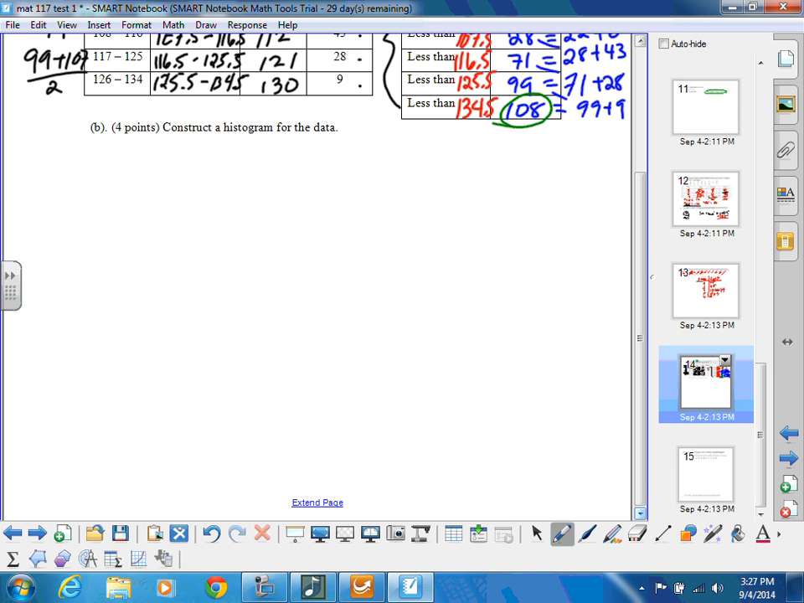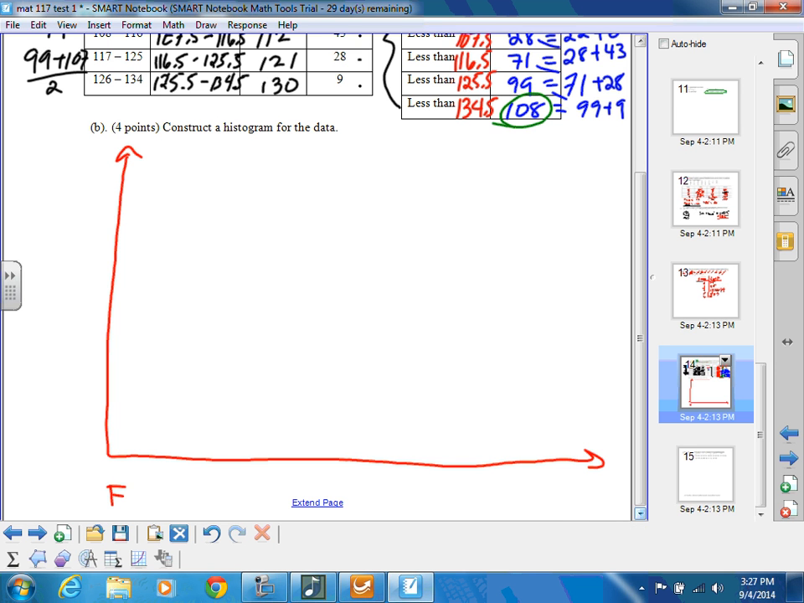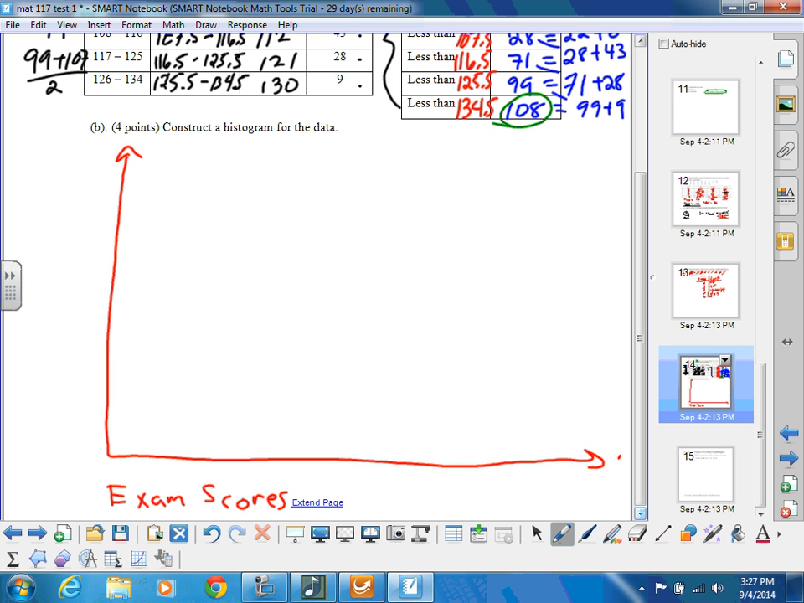So to construct a histogram, we're going to make a graph, and yours is probably a lot better than mine on this thing. See, mine's already crooked. And you need to name it. The name is going to be whatever your problem is, testing, exam scores. Whatever you're looking at here in your data, you need to label it. This is your x-axis, this is your y-axis, and the y-axis is always going to be the frequency.